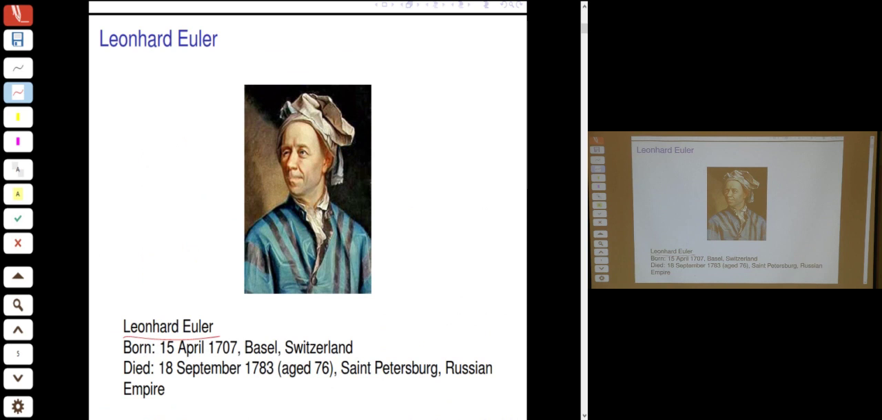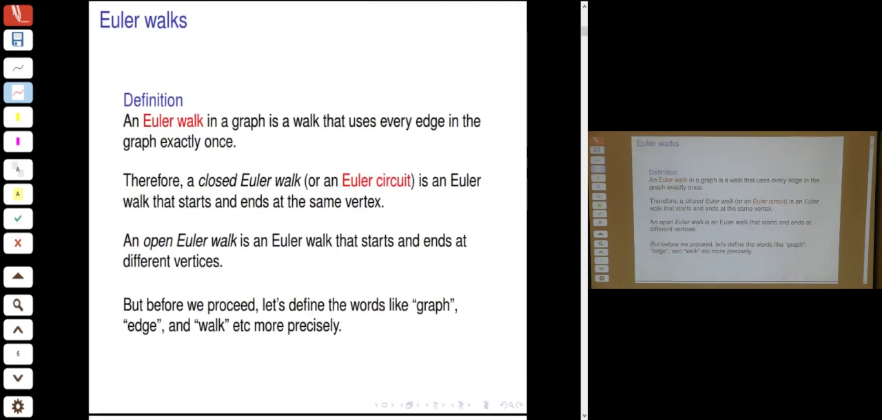Euler was a very versatile mathematician. He made contributions to almost all areas of mathematics in which people were interested in those days. Back in those days, mathematics was a much smaller and simpler subject, but within that subject, Euler contributed to almost all possible domains. This includes the study of graphs.